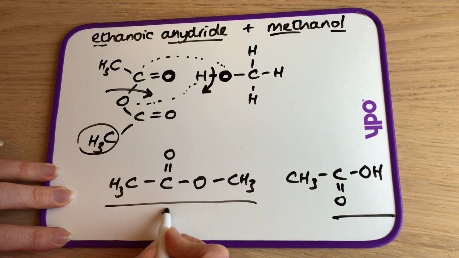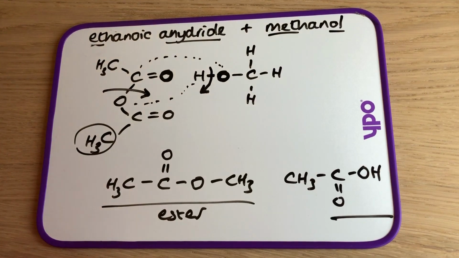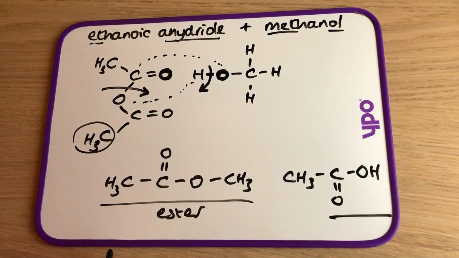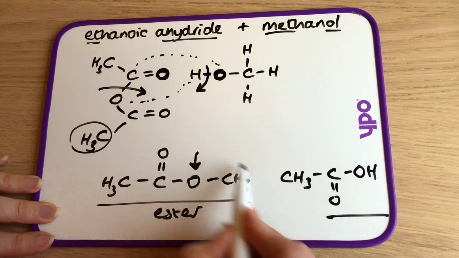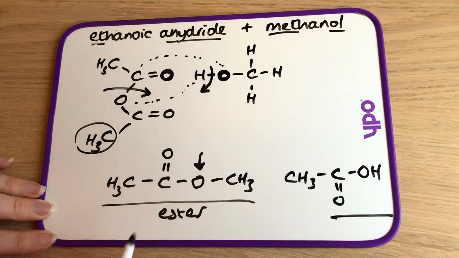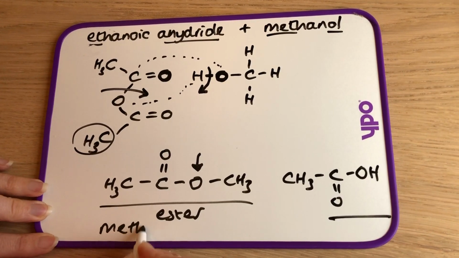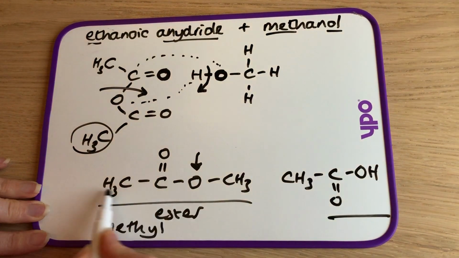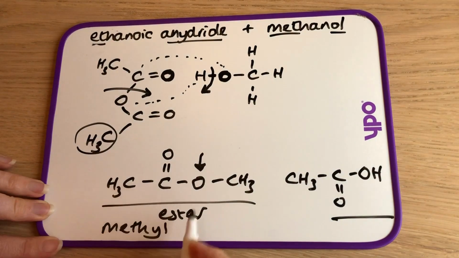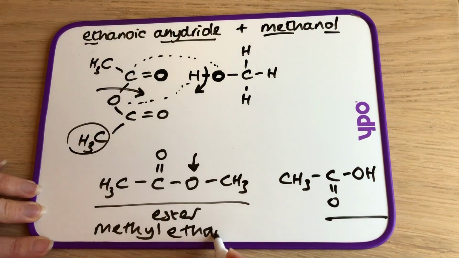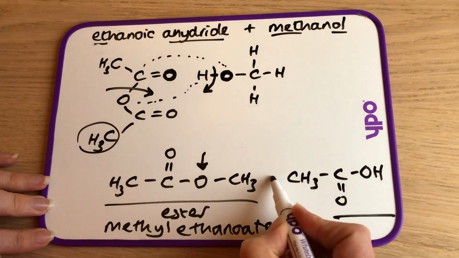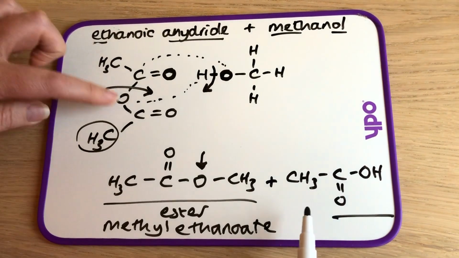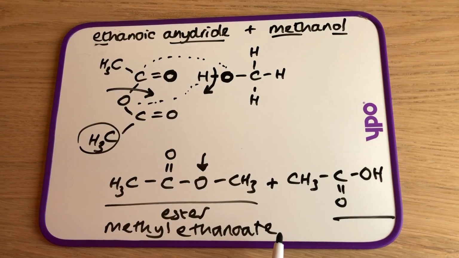So we've got an ester, and we can use our naming skills to name that ester. So if we find the oxygen in the chain, we know that that came from the alcohol, so the name would be methyl, and then for this bit it's 2 carbons, so it's ethanoate. Okay, so methyl ethanoate for the ester, and then you can see what we've also made here as another product is actually ethanoic acid.